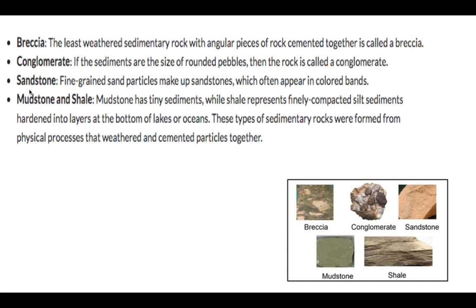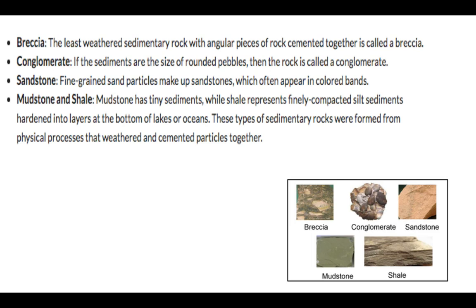Sandstone is when fine-grained sand particles make up sandstones, which often appear in colored bands. So that idea of what you often see at the Grand Canyon, the colored bands, that would be sandstone. Mudstone and shale: mudstone has tiny sediments, while shale represents finely compacted silt sediments hardened into layers at the bottoms of lakes or oceans. These types of sedimentary rocks are formed from the physical process that weathered and cemented the particles together.